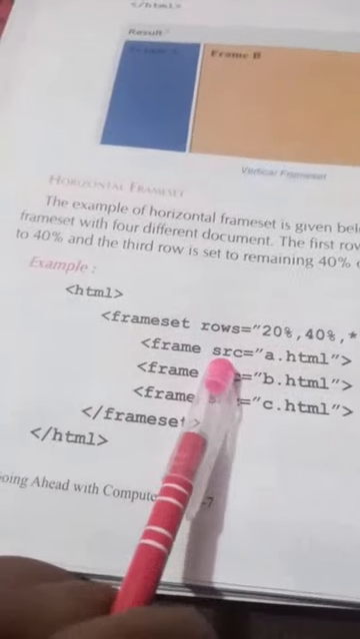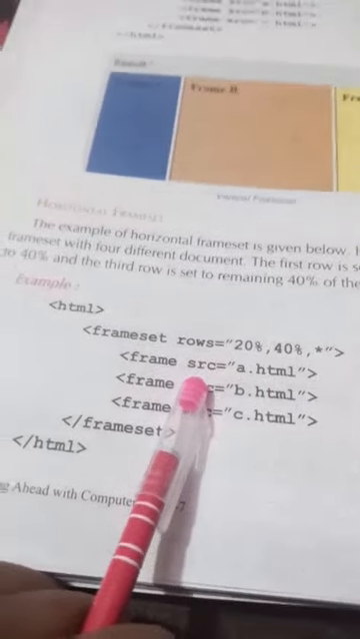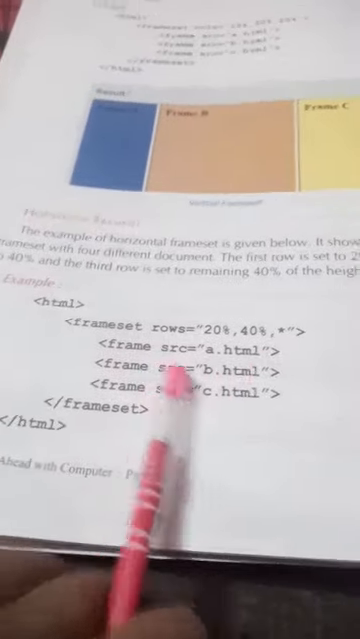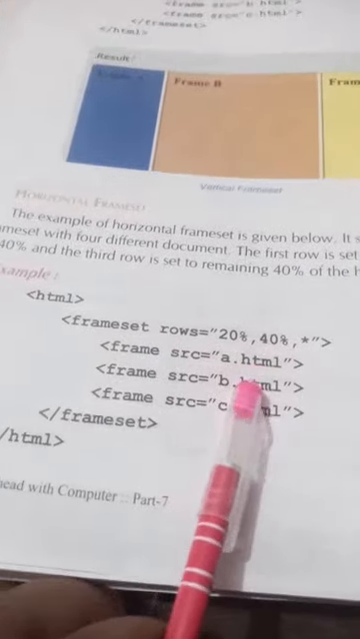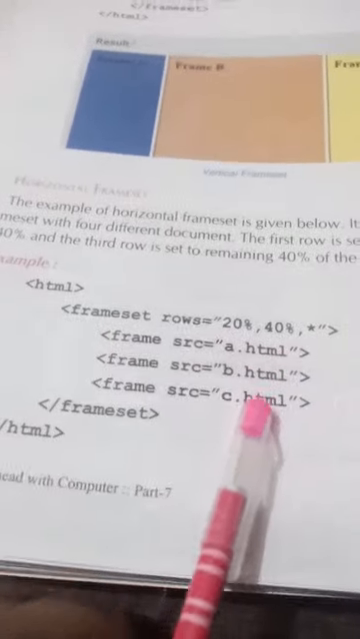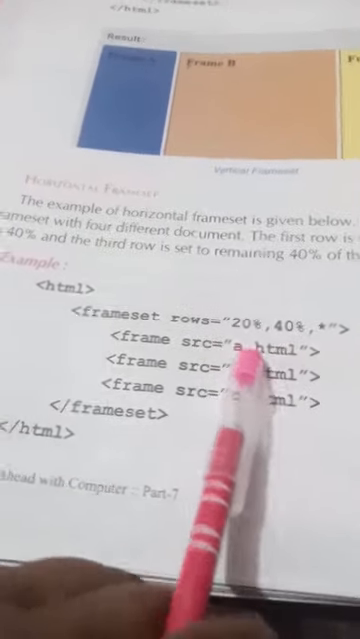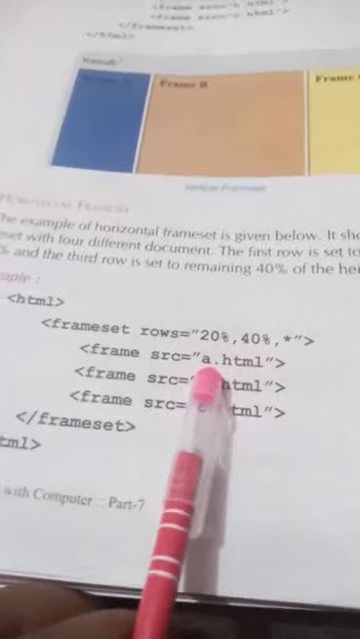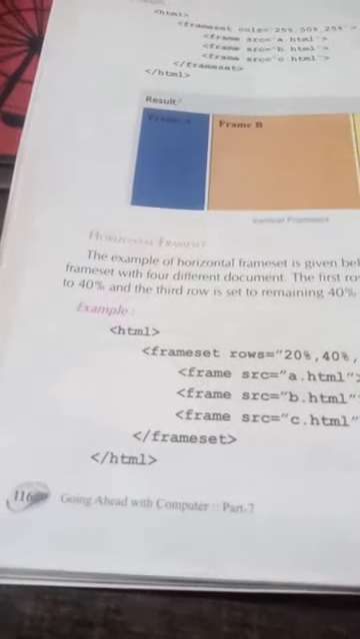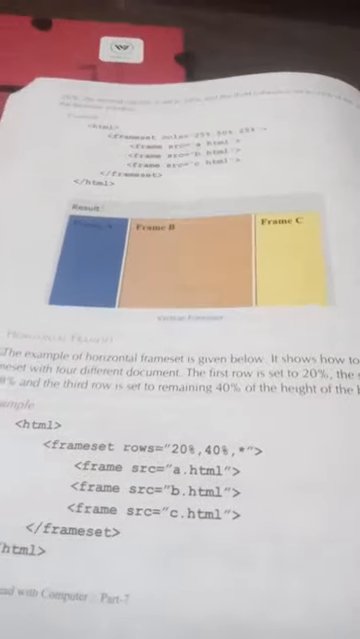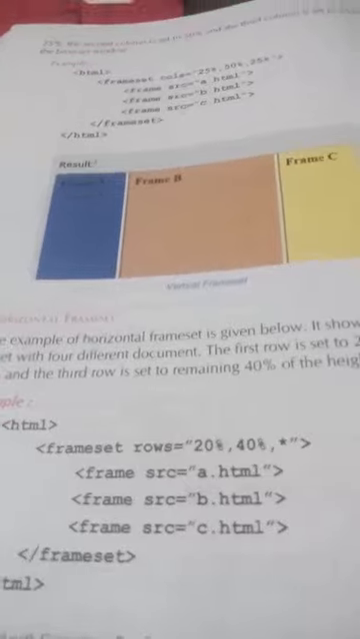After that, the src source attribute. If we link to another web page, we can use the src attribute, and then we follow with the path of the HTML page. The dot shows the type of file. Which type of file? HTML file. So this is about your horizontal frameset. After that, we are moving on to nested frameset.